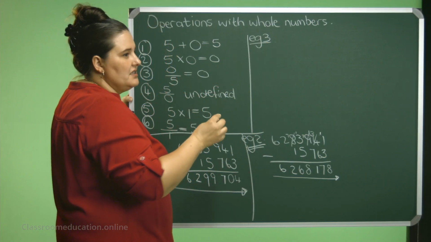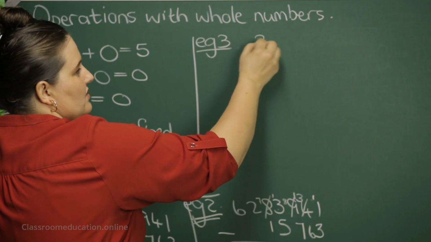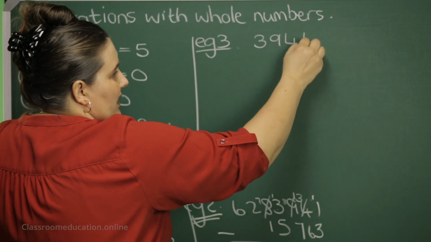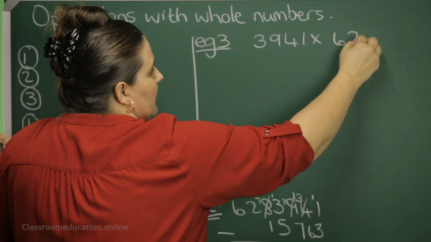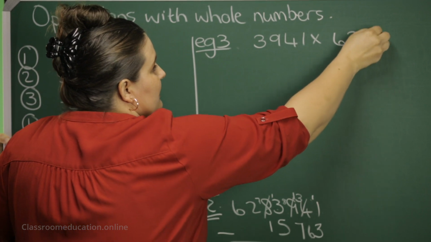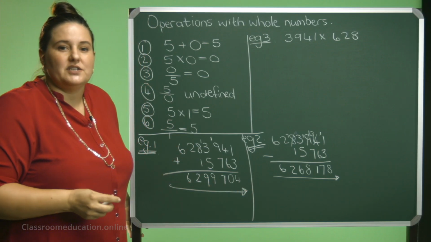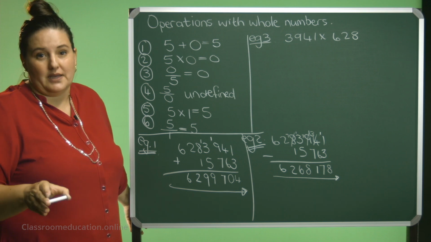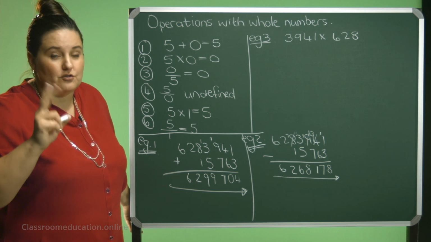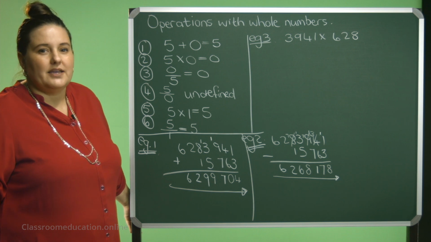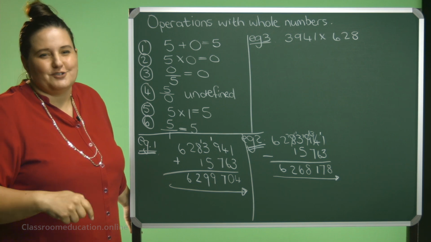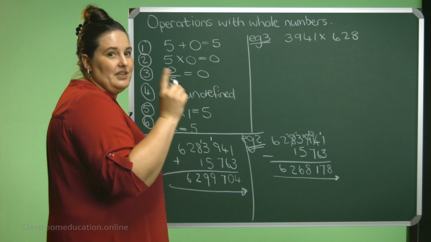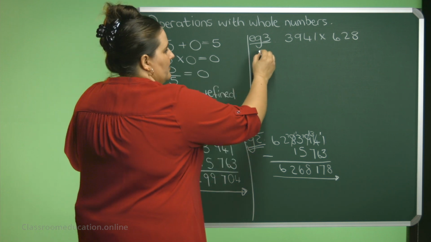We are going to multiply 3,941 times 628. Now, boys and girls, maybe you have learned a couple of ways in which you can multiply. I'm going to show you 2 ways. The most common way and then a very nice and interesting way. Right, let's do it in the first way, the first method.